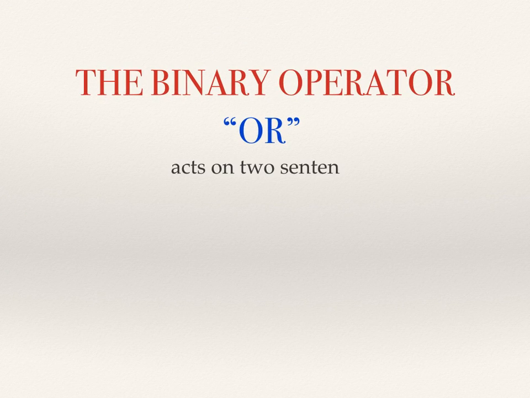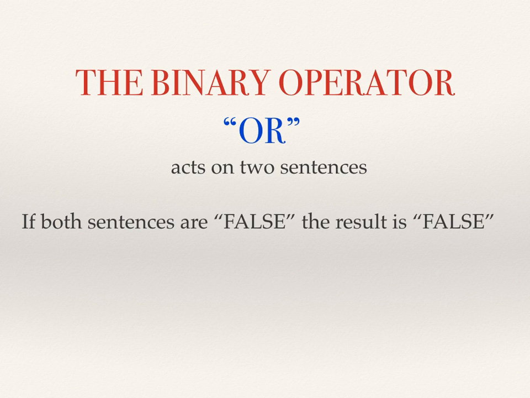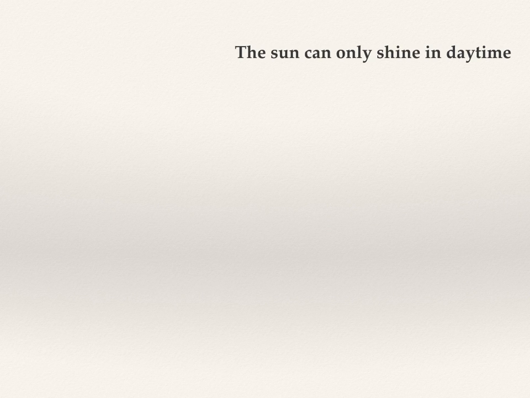Let's take a look at another logical operator. This time it is also a binary operator. It is the operator or, and it acts on two sentences. But this time, if both sentences are false, the result is false. Otherwise, the result is true. So we only really need one of the two sentences to be true so that the whole sentence will be true. For instance, let's take a true sentence.